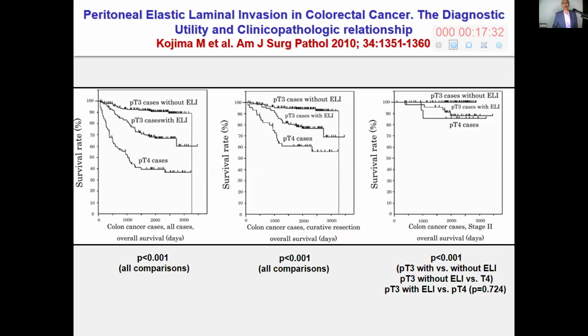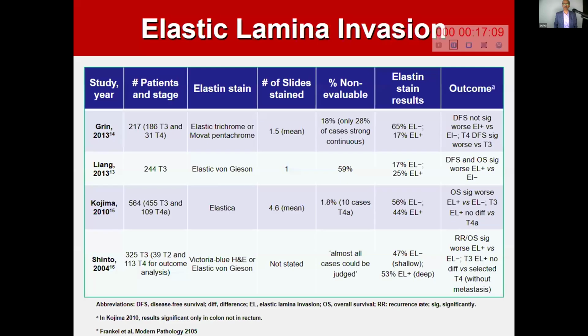And also in the same studies showing that cases that are called T3 by conventional criteria, but have elastic lamina invasion, tend to do worse compared to those that don't have any elastic lamina invasion. And if you look at overall survival, cases that were T3 with elastic lamina invasion tend to behave similar to PT4 or T4A conventional criteria cases.